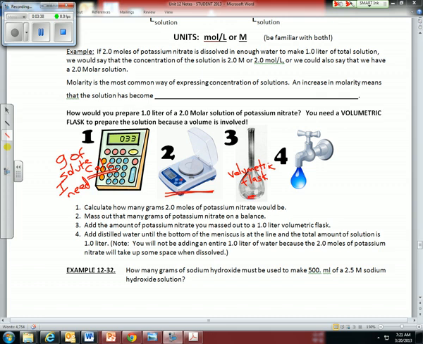I would put a little bit of powder in it at the bottom, add water up to here, mix it around a little bit, and then add more water to the line, and then I would mix it some more. And that's how I would make a 2 molar solution. So molarity is the most common way of expressing concentration of solutions. If you increase the molarity, that means the solution has become more concentrated. That's what it means.